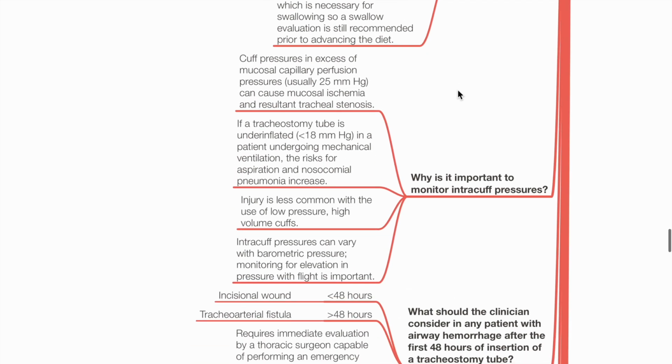Why is it important to monitor intra-cuff pressures? Cuff pressures in excess of mucosal capillary perfusion pressures, usually 25 mmHg, can cause mucosal ischemia and resultant tracheostenosis. If a tracheal tube is underinflated, less than 18 mmHg, in a patient undergoing mechanical ventilation, the risk for aspiration and nosocomial pneumonia increases. Injury is less common with the use of low-pressure, high-volume cuffs. Intracuff pressures can vary with barometric pressure, hence monitoring for elevation in pressure with flight is important.